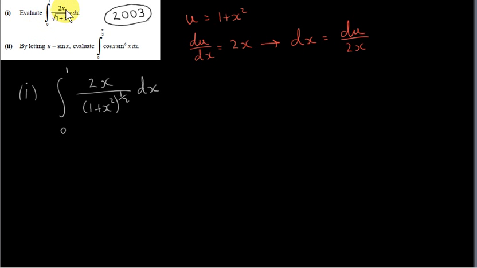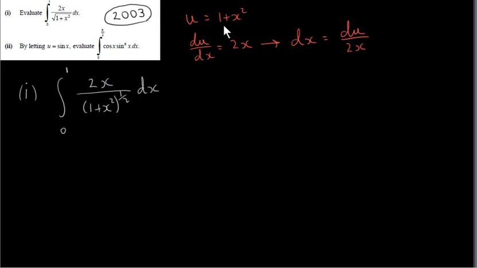Evaluate the integral of 2x over the square root of 1 plus x squared with respect to x from x equals 0 to 1. Now, like in previous examples, we try to let the denominator be u. As a matter of fact, it's easier if we just let u equal 1 plus x squared. Do not let u equal 1 plus x squared to the power of a half, because that's only going to complicate things when we try to get du dx.